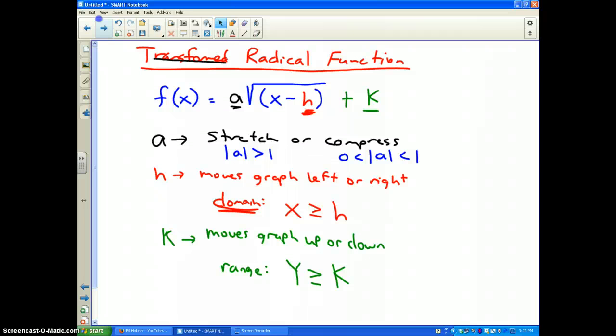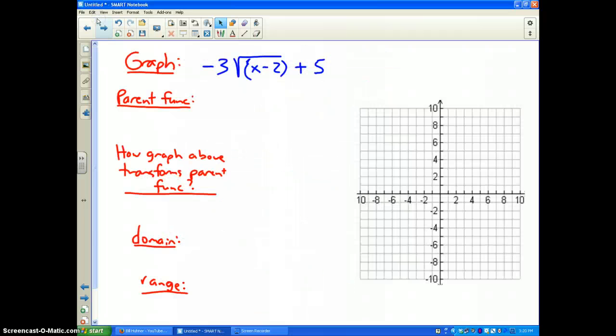Good. Let's try one example. Let's graph this radical function: negative 3 times the square root of x minus 2 plus 5. What's the parent function? Well, we just said it. You get rid of the a, you get rid of the h, and you get rid of the k, and the parent function is f of x equals the square root of x. That's the parent function.